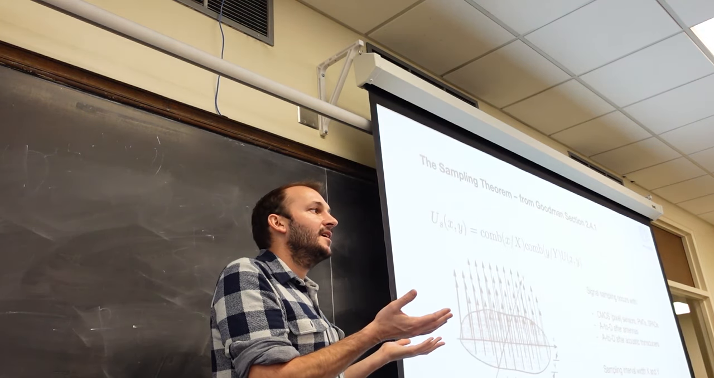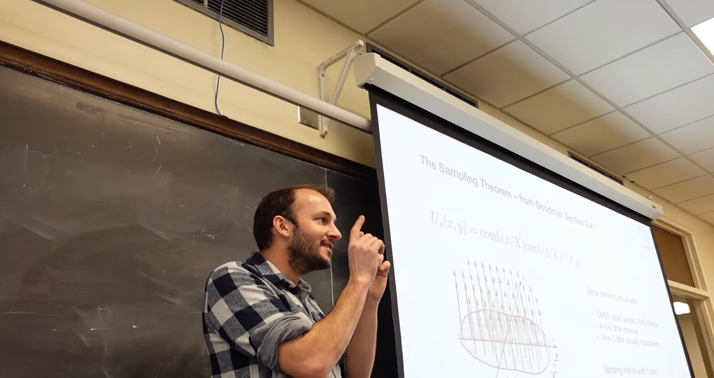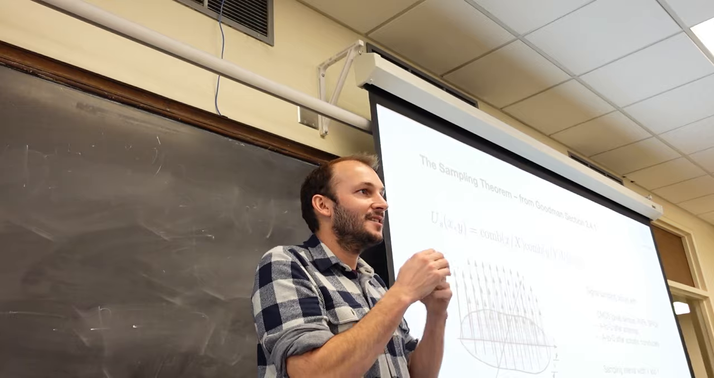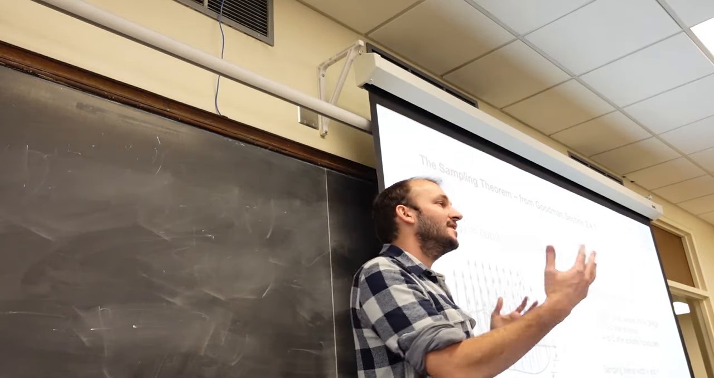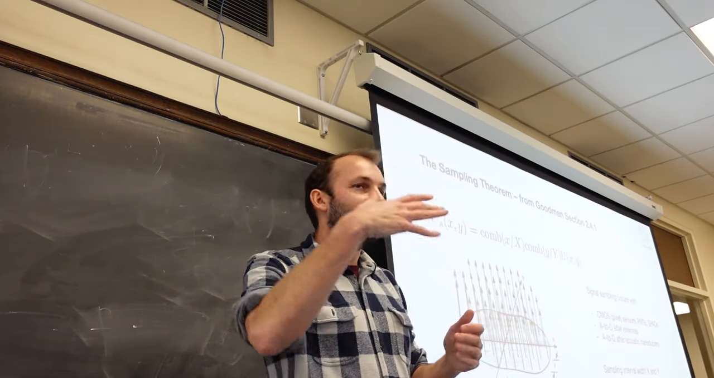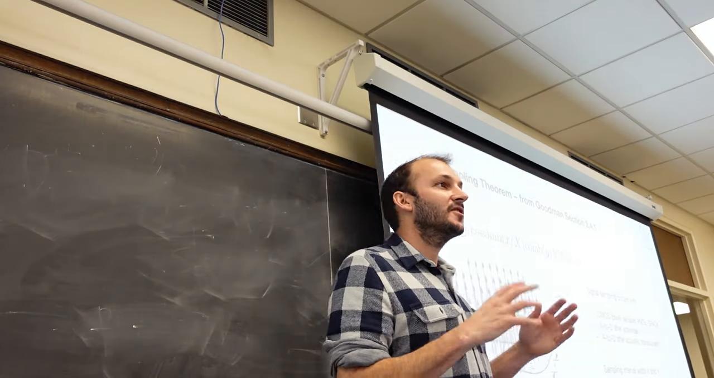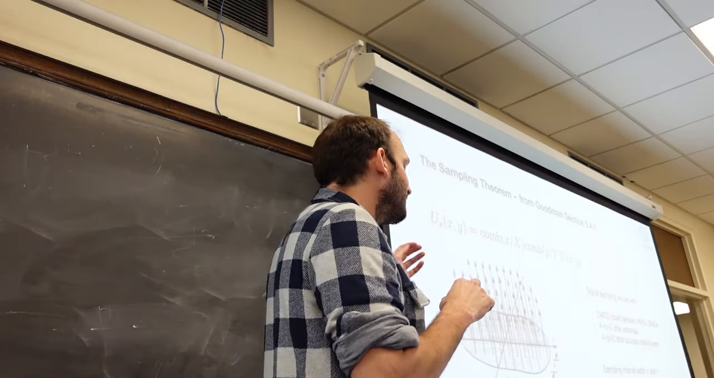In reality, a pixel isn't a perfect delta function, right? It's not just sampling at one tiny little location. It has a finite area that's easily included in this analysis with some extra math that just makes everything a little more complicated. So we're not going to consider the finite width of our pixels in this analysis.